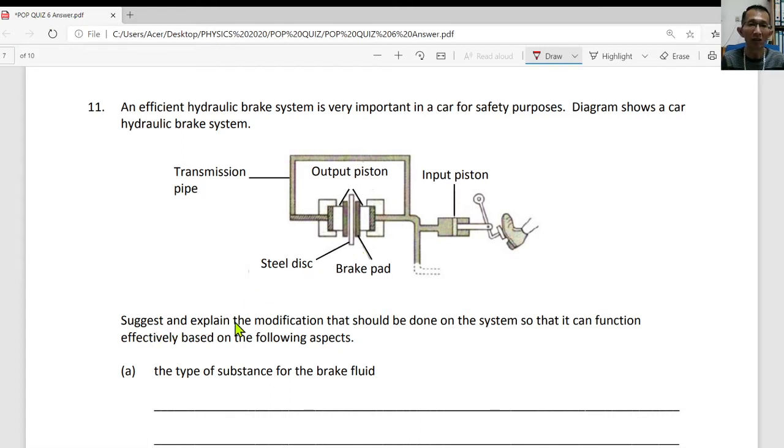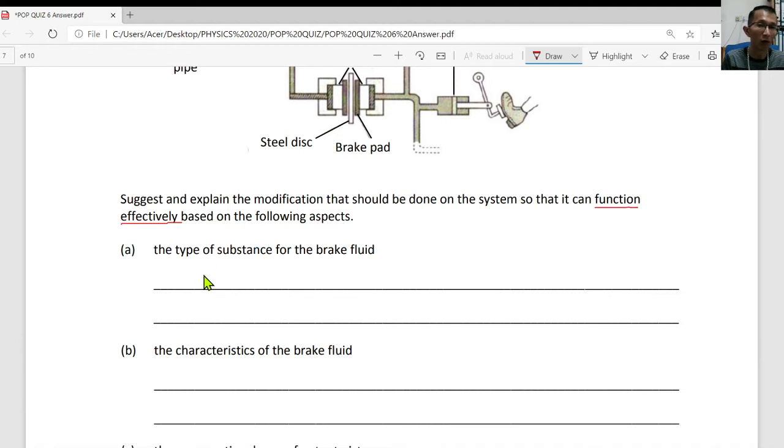Suggest and explain the modification that should be done on the system so that it can function effectively based on the following aspects. The objective is to function effectively. First, the type of substance for the brake fluid. What type of substance can you use as the brake fluid? Here we use an incompressible fluid. An example of an incompressible fluid would be oil. So this is the suggestion: use incompressible fluid. But what's your reason?